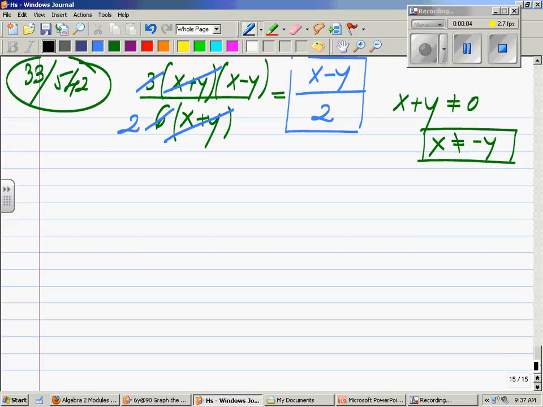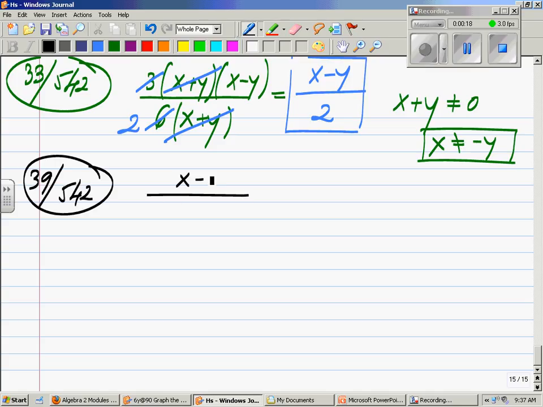Let's do number 39. 39, page 542. Same story: simplify and state any restriction that may apply here, right? The problem is (x minus 2) over (x squared plus 2x minus 8). Now what should we do here? Ideas.